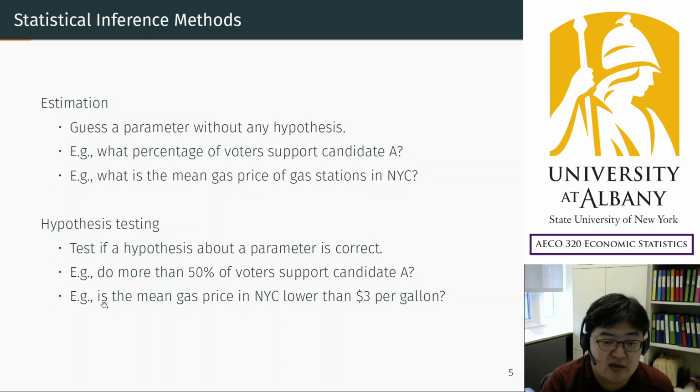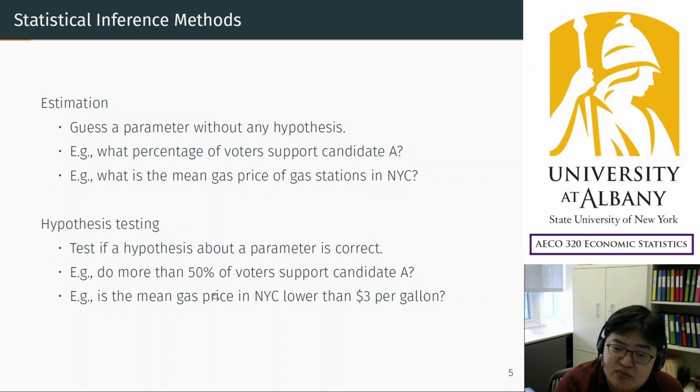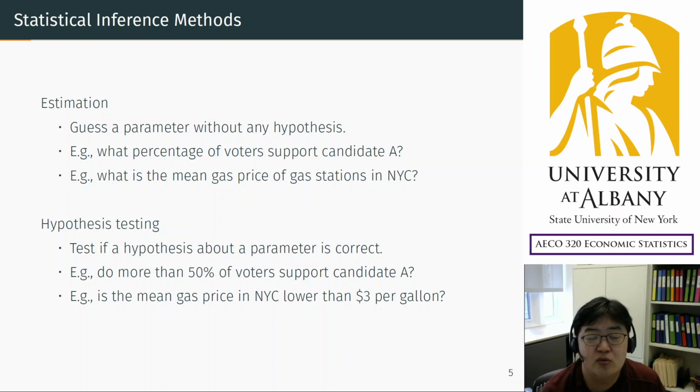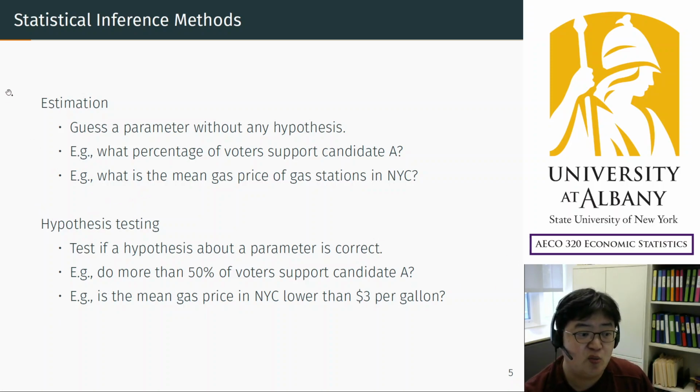Or I can say it like this. Is the mean gas price in New York City lower than $3 per gallon or not? I believe it's lower than $3 per gallon without observing any data. I just believe that. So yes or no? You tell me with data. That's hypothesis testing. So, of course, today we are going to study the process of estimation.